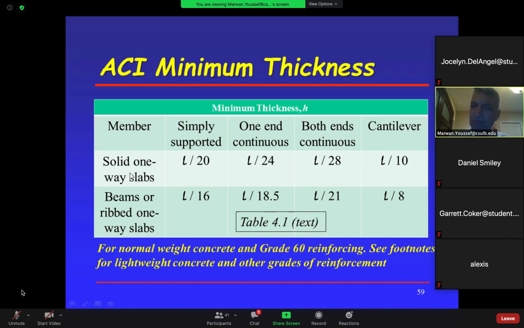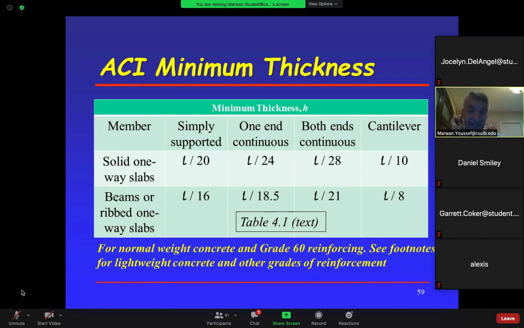So if I want to get the thickness of those end spans, what is the thickness? For a solid one-way slab, which we're doing, it's L over 24. So what's L over 24? Let's punch that. My L is 15 feet, right? L is the span length. So 15 feet times 12 inches divided by 24 is 7.5 inches.